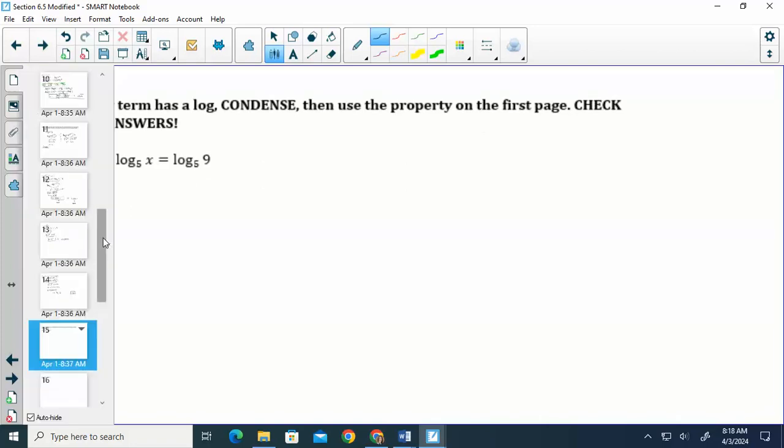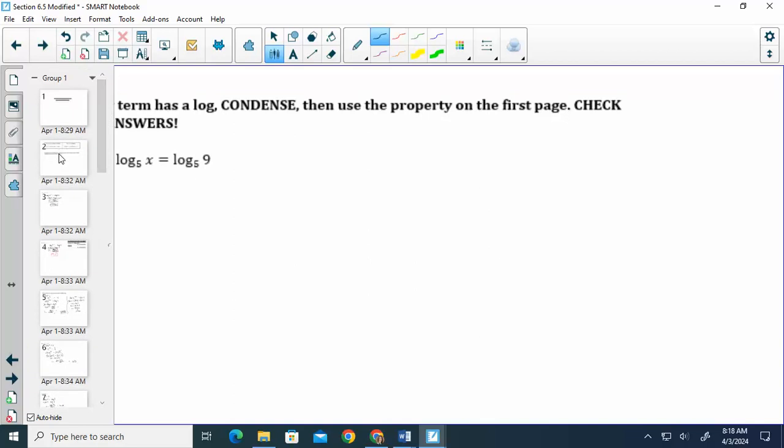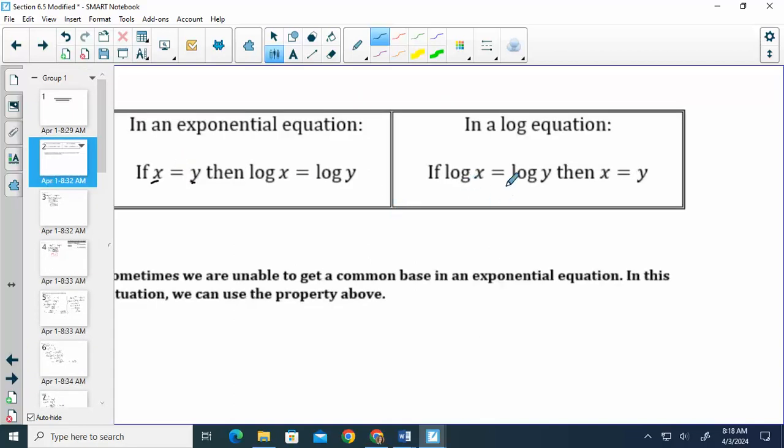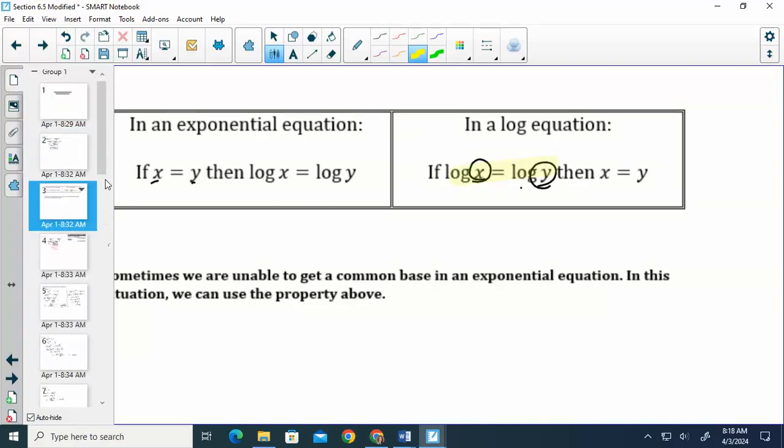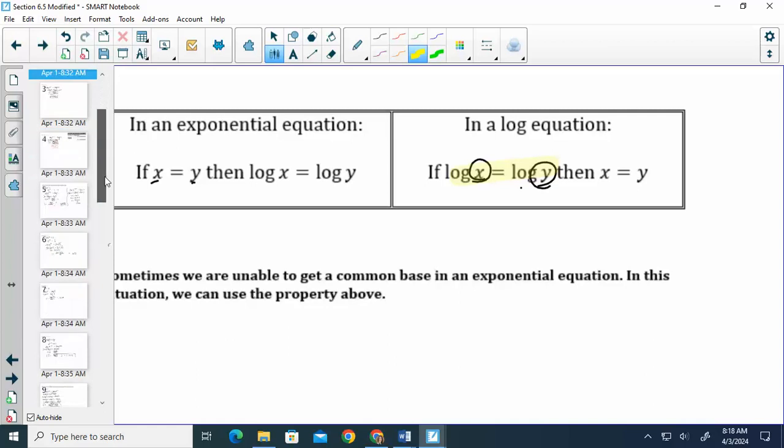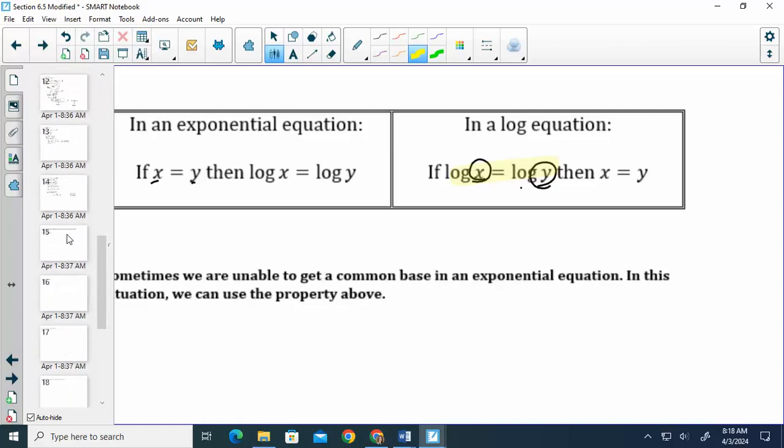And then our strategy is going to go back to yesterday. If you have 2 logs that are equal, that means the arguments have to be equal. Yesterday we were starting with something and adding a log to each side. It's also legal to take away that log on each side, but it has to be set up like this: 1 log is equal to a second log. So you might have to condense or simplify some things first before you are able to drop those logs.